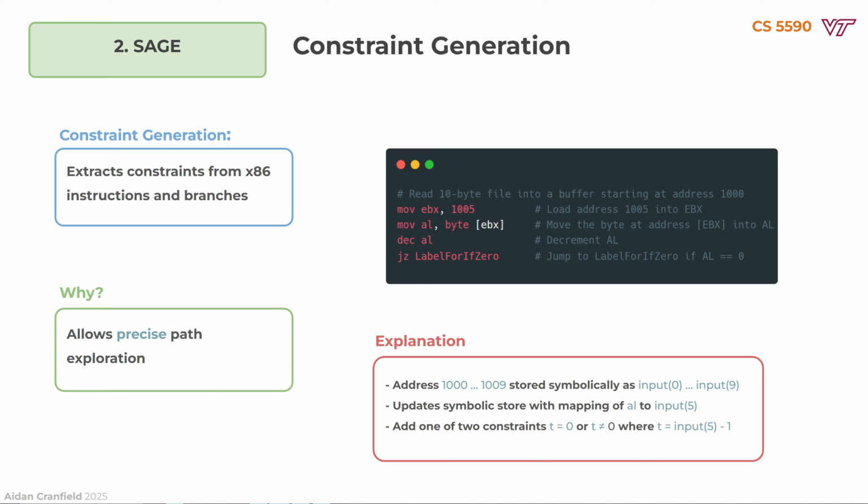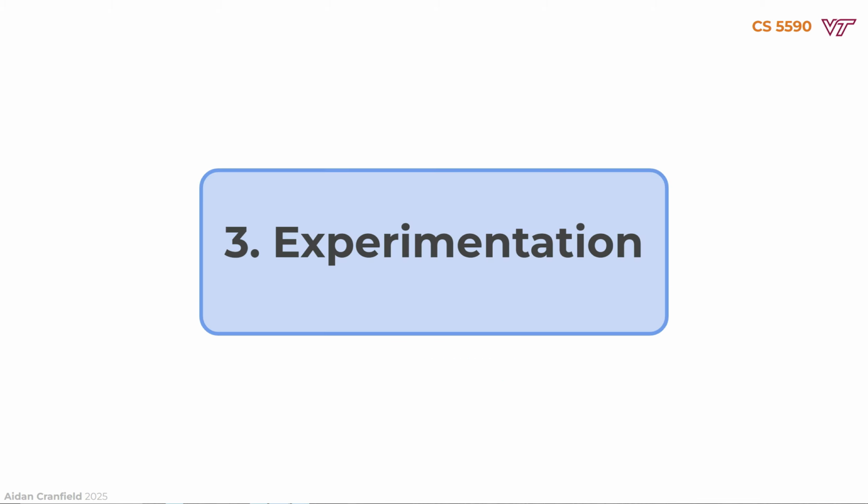So now we know the architecture of Sage and how it works in the x86 instruction set environment. We can move on to the experimentation carried out by the authors and how they analyzed it. So now we can move on to the experimentation section.